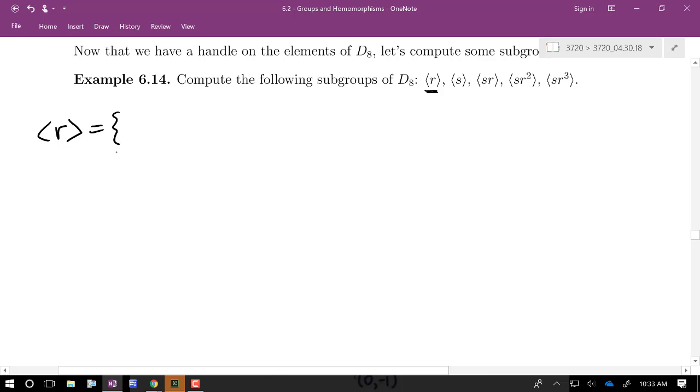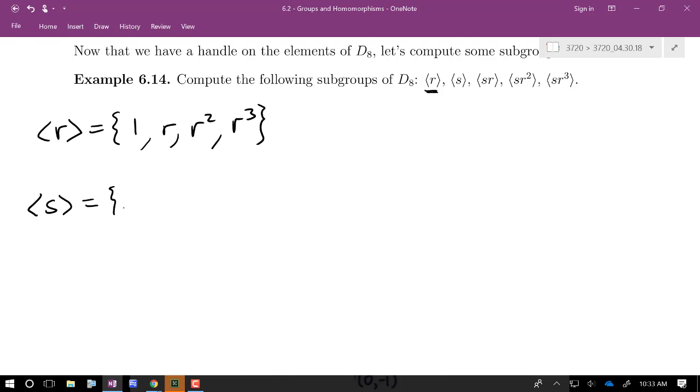Well, we have R squared, R cubed, and once I get to another rotation, that gives me the identity. And then this would just continue, right? What about S? What elements are in this subgroup? Just 1 and S, because we know that S times S is 1.